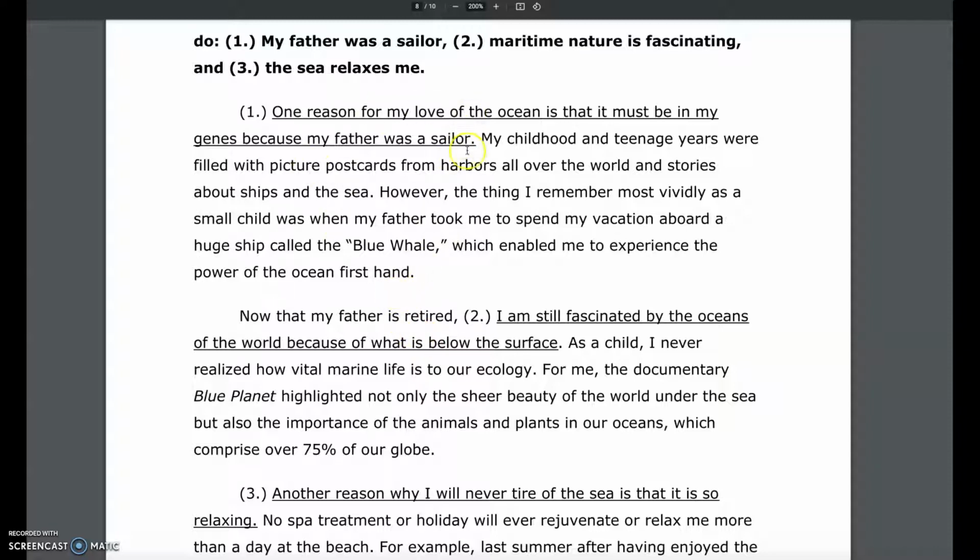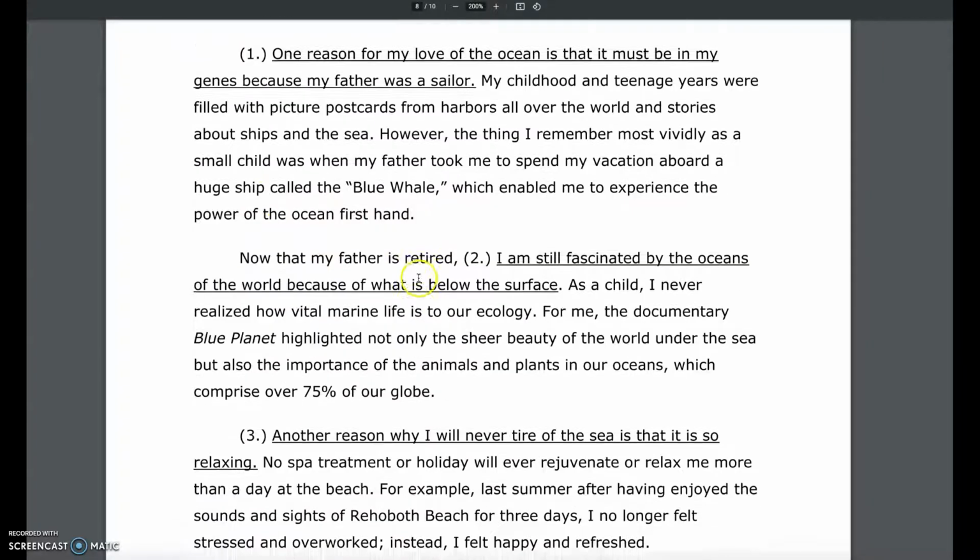So, after the topic sentence, we have some supporting ideas here. These ideas are there to explain the reasons or the causes this person loves the ocean. And obviously it's because the father being a sailor and providing the postcards and the stories and taking the author as a child on a vacation on board a huge ship.